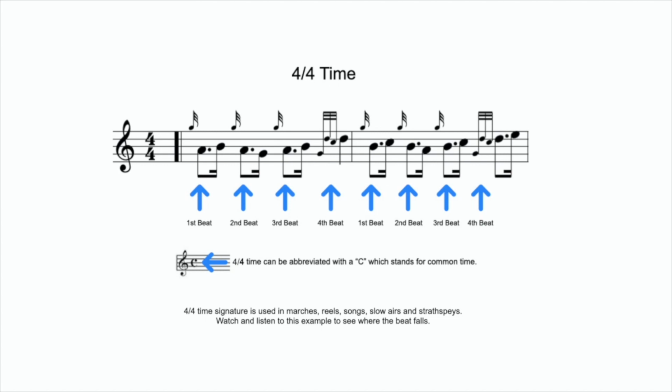In this video, we are going to take a look at time signatures in bagpipe music. There are many time signatures in bagpipe music, but today we're going to look at the most common ones. Let's take a look at 4/4 time. As you can see in the diagram, there's 1 beat, 2 beats, 3 beats, and 4 beats in each bar.